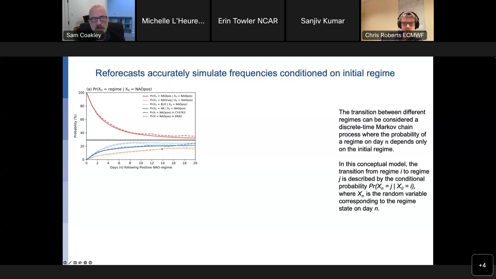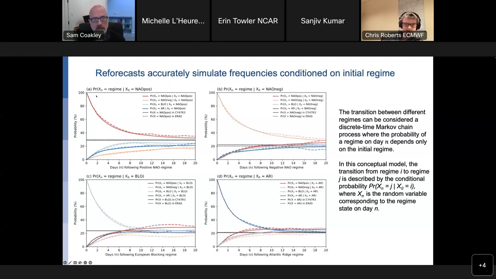This top left plot is the initial regime as the positive NAO, but then we get very similar results for conditioned on the other regimes. If you start to look at the details, you will see some differences. But again, I was quite surprised by how well our reforecasts seem to do, looking at the frequencies just conditioned on an initial regime.